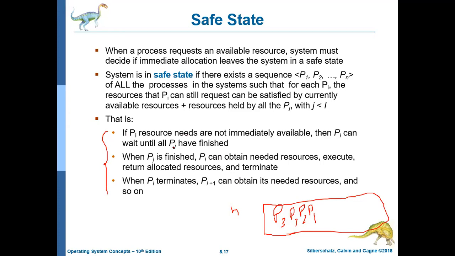If Pi's resource needs are not immediately available, then Pi can wait until Pj has finished. If P1 cannot run in the very beginning, P1 will wait until P2 is executing. If P2 also cannot run, P2 will again wait until P3 is executing. So they will be waiting until all the processes are checked. If any process can run, it will be run. Then again you need to start from P1. You need to find out the safe sequence where all the processes can run one after another.